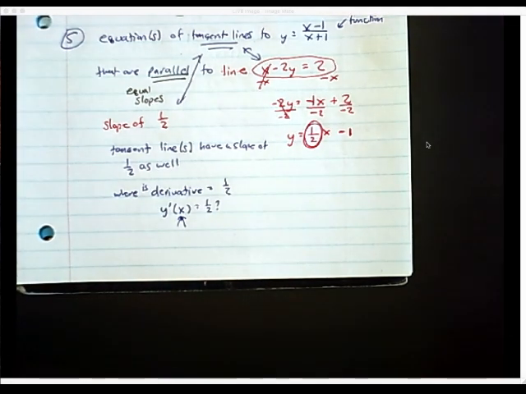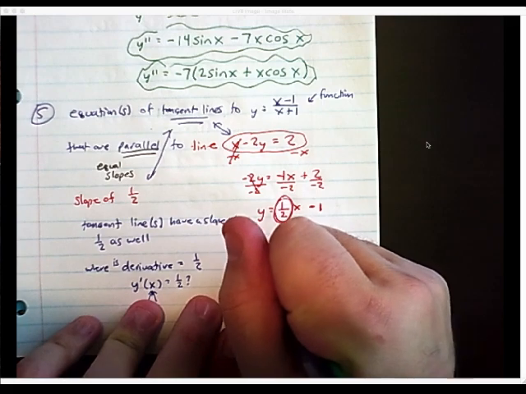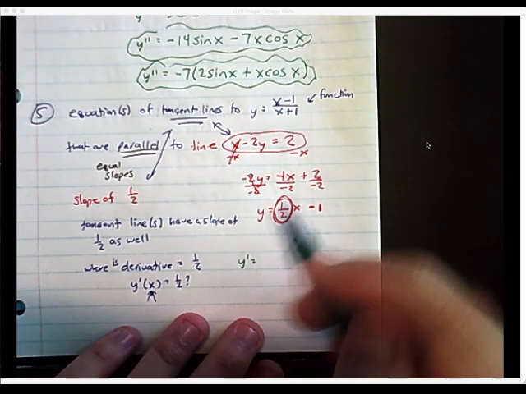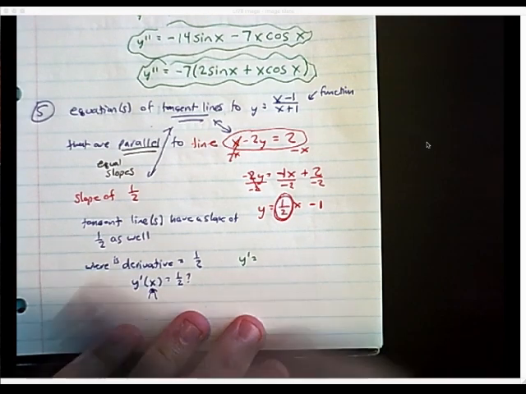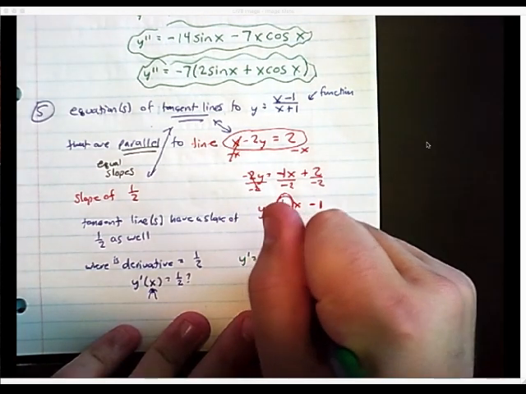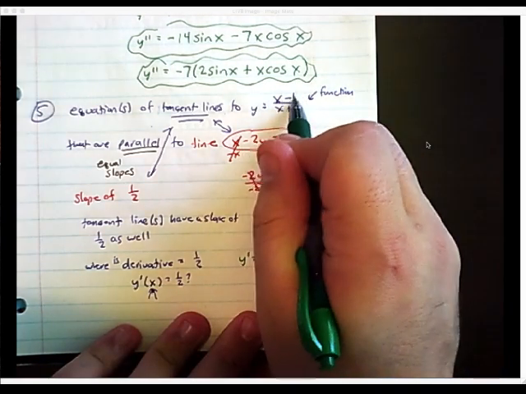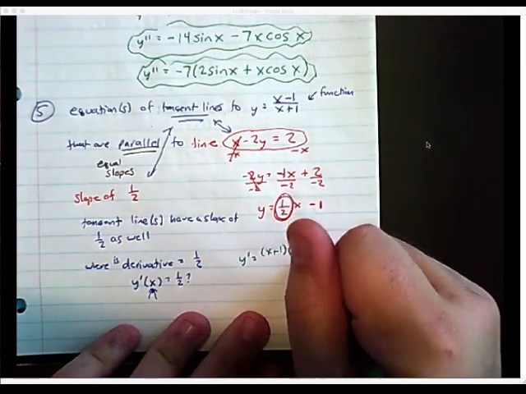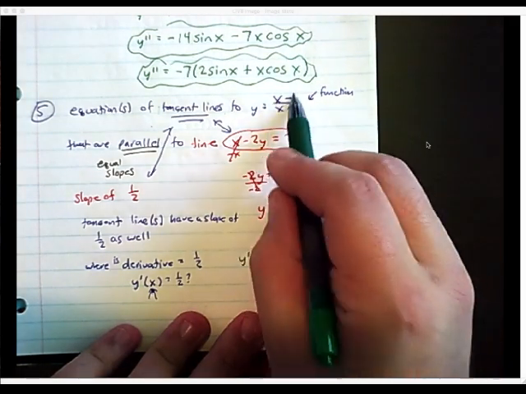So the first thing I have to do after this is figure out what y prime is. How am I going to figure out what y prime is? Well, y is a quotient, so I need to use the quotient rule. Low d high, what's the derivative of x minus 1? It's just 1, because the derivative of 1x is just 1. The derivative of that part is 0.